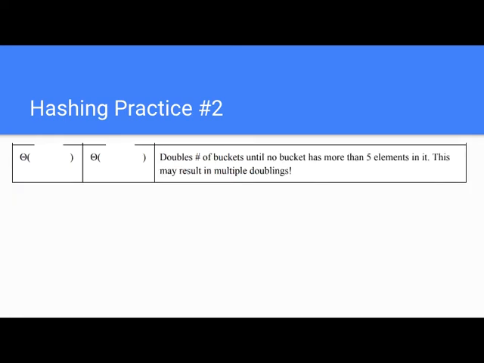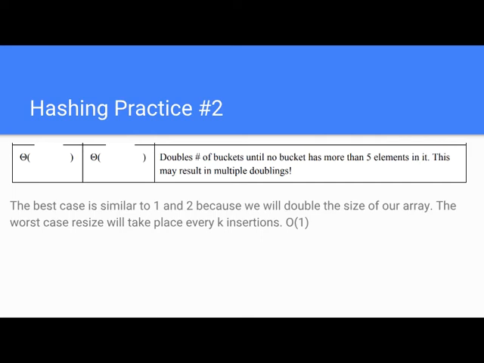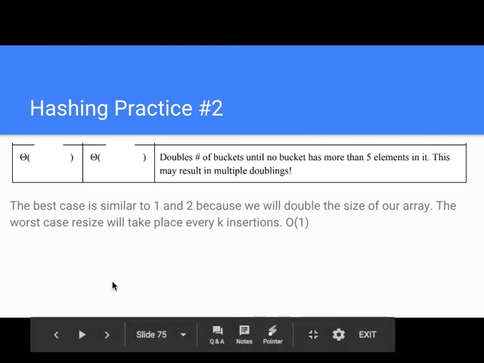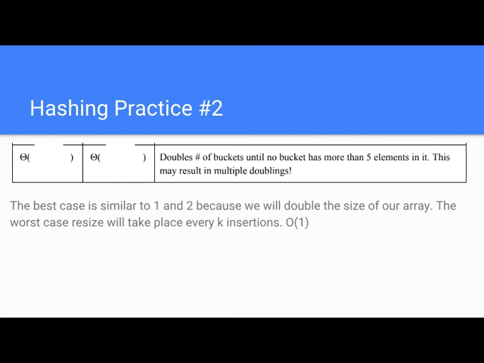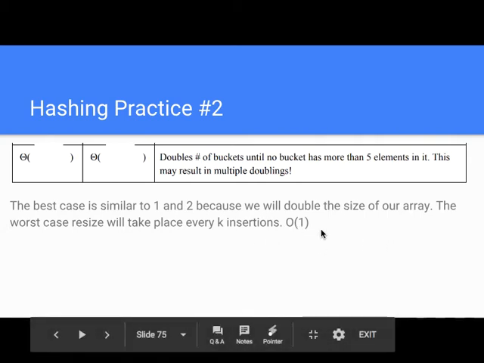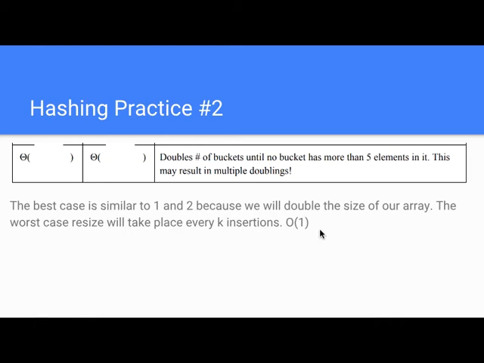Okay, great. The same kind of thing. Let's talk about the best case. The best case is similar to our first two problems, where we scale the size of the array by some constant. So we do this worst case resize every k insertions, and similar to parts A and B, we'll get the same best case runtime of big O of constant. You can verify this the same way that we did parts A and B.